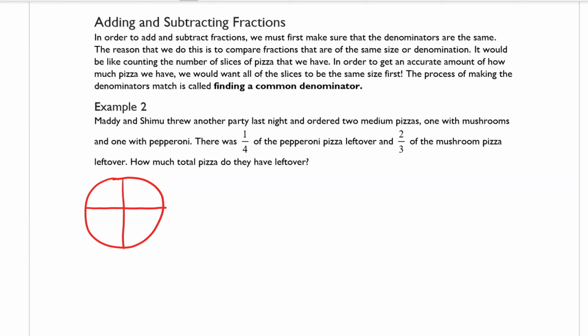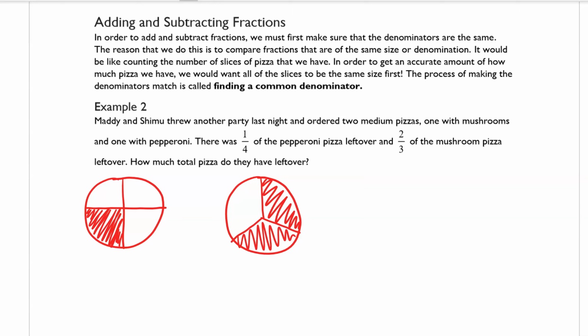so I've split the first pizza into fourths, and I'm going to shade how much pizza they have left over. So the white represents the pizza that was eaten, and then the red portion represents how much pizza is left over. And I'm going to split this into thirds for the mushroom pizza. And there are 2/3, so 1, 2. I'm going to shade in 2 of the pieces. And we want to know how much pizza we have in total.